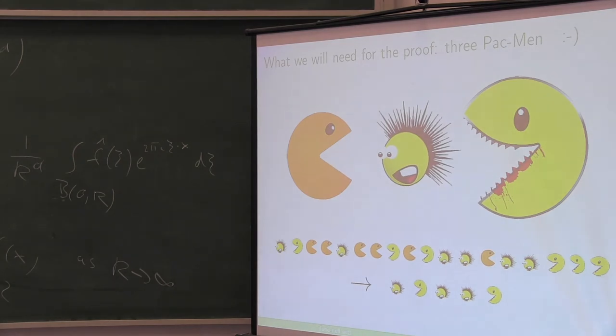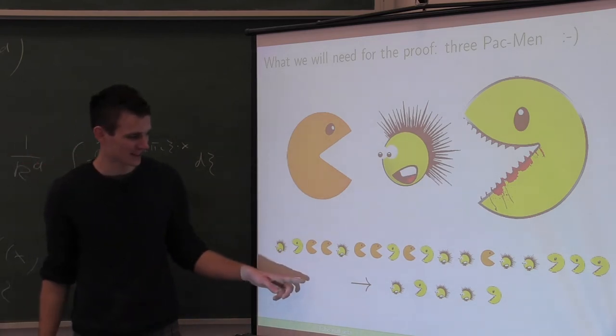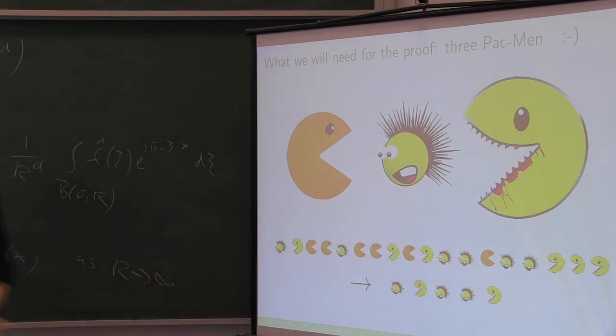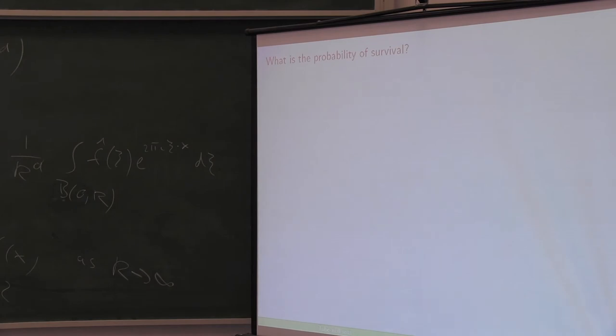I know where these guys come from, and since they are 2 by 2 matrices... So you'll see. So the question is, if you have a random sequence of such Pac-Mans, then what happens? What is the probability of survival?